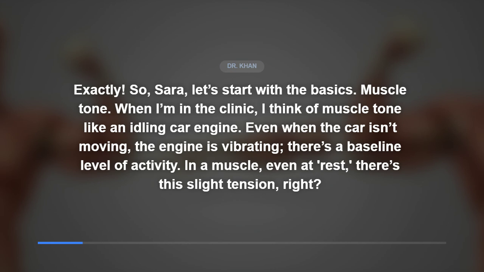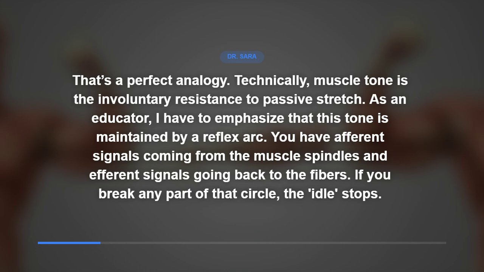Exactly. So, Sarah, let's start with the basics. Muscle tone. When I'm in the clinic, I think of muscle tone like an idling car engine. Even when the car isn't moving, the engine is vibrating. There's a baseline level of activity. In a muscle, even at rest, there's this slight tension, right?